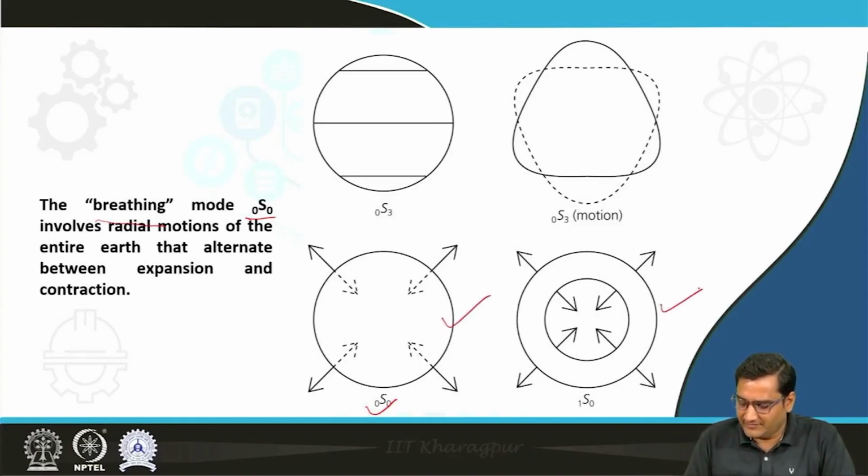1S0 is this mode, where the material near the surface is expanding, but at the same time at depth the material is going in the reverse direction, that means contracting.